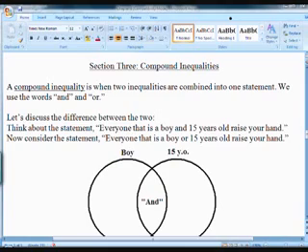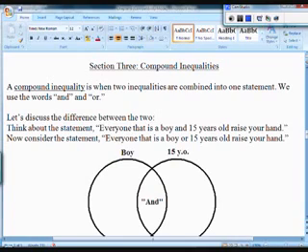Now, I know this seems a little odd, but first thing we need to do is discuss the difference between "and" and "or." It says let's discuss the difference between the two. So the difference between "and" and "or." "And" means also, both of them, right? "Or" is one or the other.